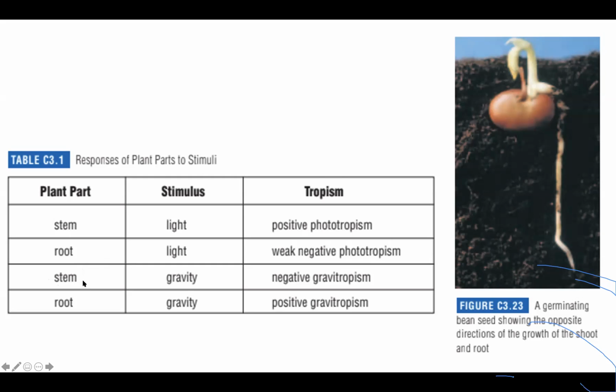Now, the next plant part is the stem. If it's a stimulus to gravity, it doesn't really have one, okay? Because remember, the stem wants to grow up and towards the sun. So the big takeaways from this are that the root experiences positive gravitropism, meaning that it grows downwards, and that the stem experiences positive phototropism, so the stem wants to grow towards the sun or the light source.